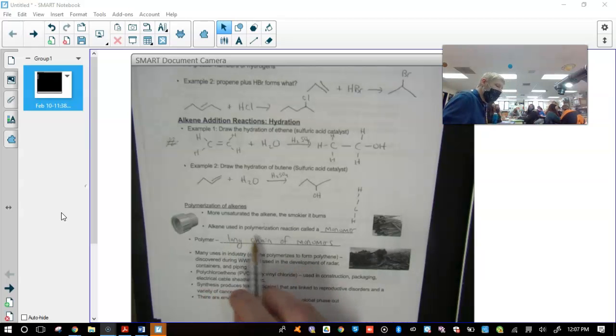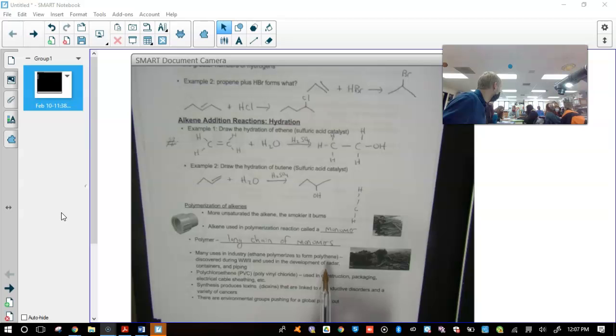So an alkene used in a polymerization reaction is called a monomer. It's a basic unit, and a polymer is a long chain of those basic units. Here are some more examples with many uses in industry. Ethene polymerizes to form polyethylene. Think Walmart plastic bags. Polyethylene. So anything made out of plastic.